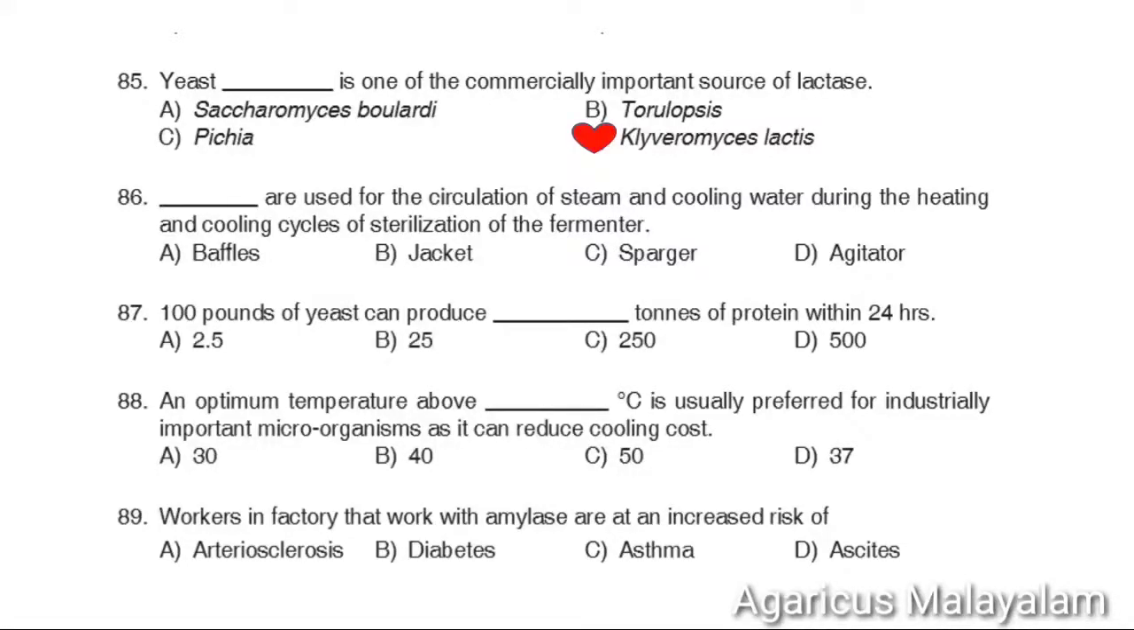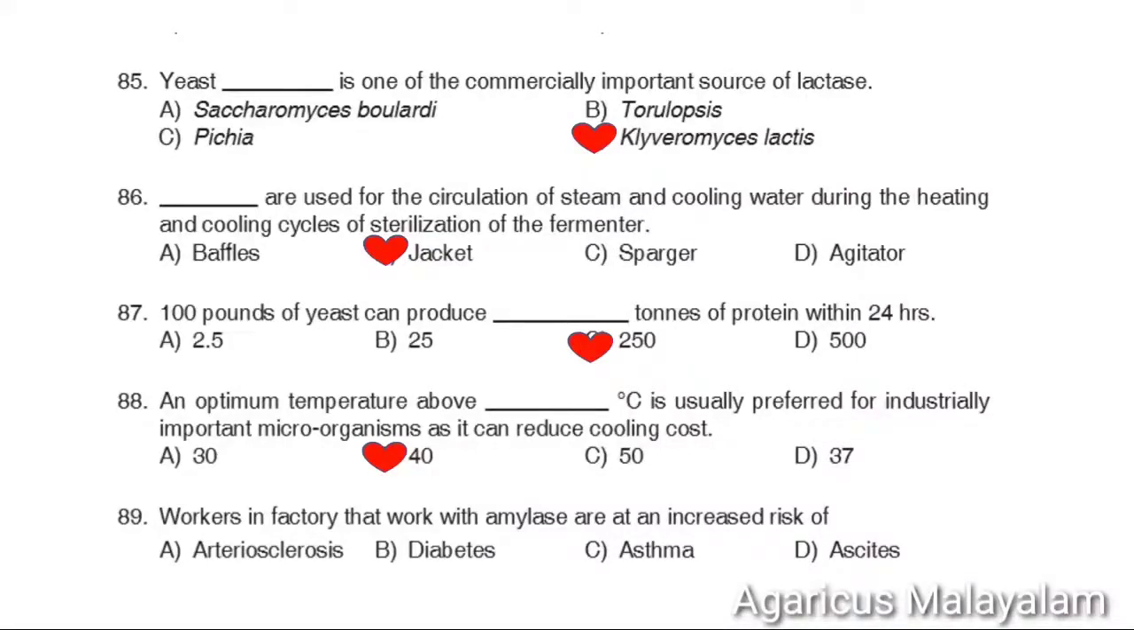86. Dash are used for the circulation of steam and cooling water during the heating and cooling cycles of sterilization of the fermenter. Correct answer is option B. 87. 100 pounds of yeast can produce dash tons of protein within 24 hours. Correct answer is option C. 88. The optimum temperature above dash degrees Celsius is usually preferred for industrial important microorganism as it can reduce cooling cost. Correct answer is option B.